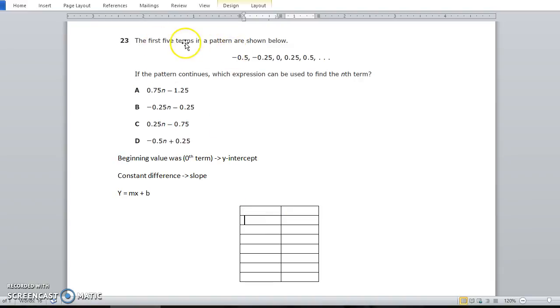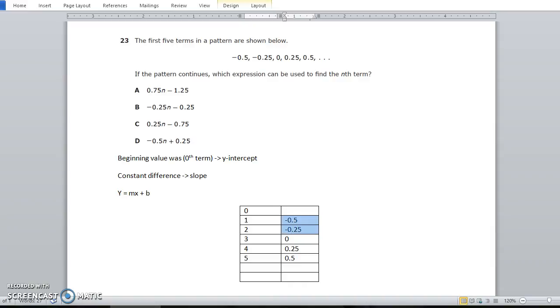These are the first five terms: one, two, three, four, five. So I'm going to label them one, two, three, four, five. We have to go back and find out what the zeroth term is, because that's the beginning. So let's write down what we know: negative 0.5, negative 0.25, 0, 0.25, 0.5. Usually what's easiest is to first look at the constant difference. Then we can work our way backward to find the zeroth term.